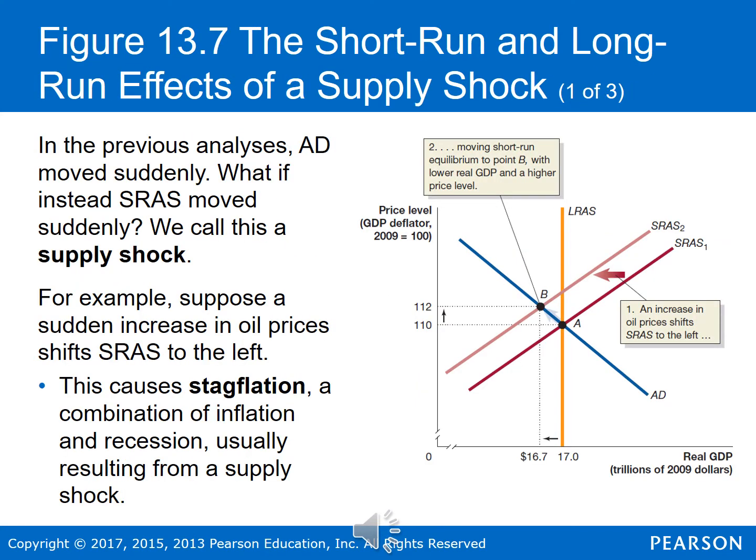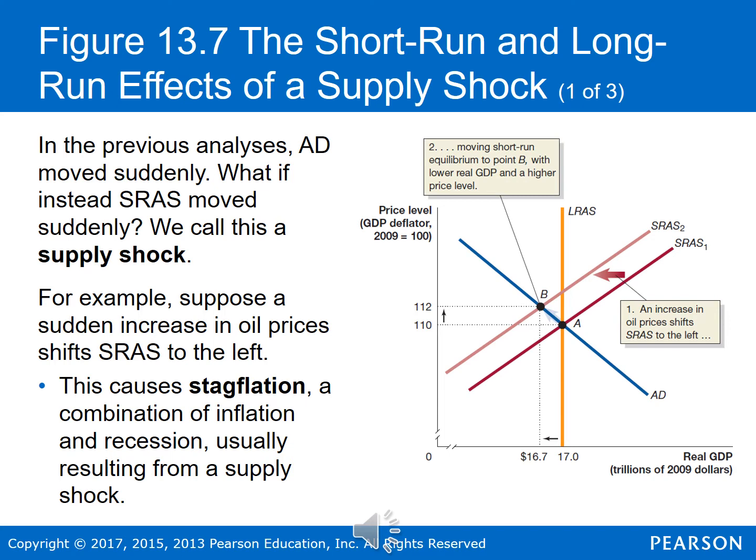So in our previous two examples, we had the aggregate demand curve move suddenly. But what if we didn't have that? What if instead the short-run aggregate supply curve is something that was moving? Economists call this a supply shock, so let's explore this. For example, let's suppose there's a sudden increase in oil prices. What this is going to do is shift the short-run aggregate supply curve to the left. So we're going to move out of our long-run equilibrium. We're going to increase the price level from 110 to 112. At this new point, we're also going to decrease the real GDP from 17 trillion to 16.7 trillion.